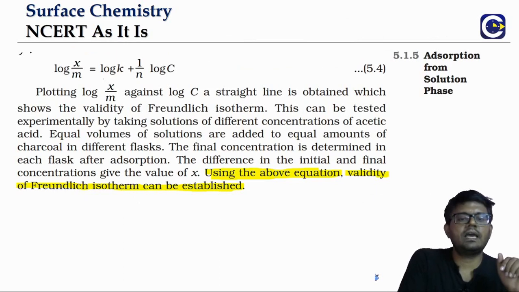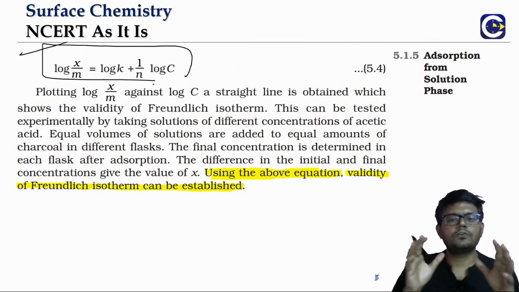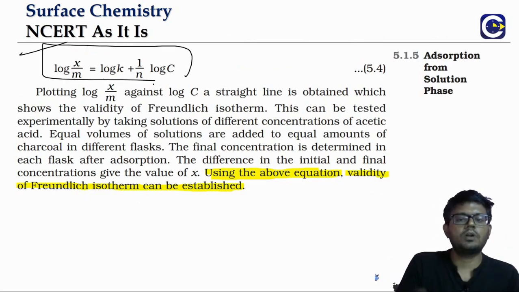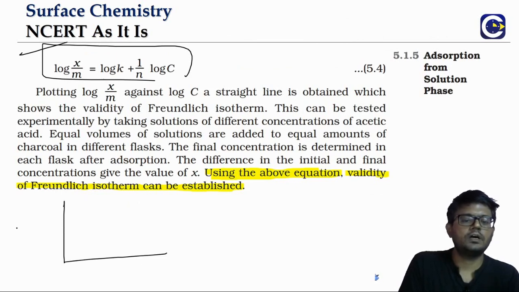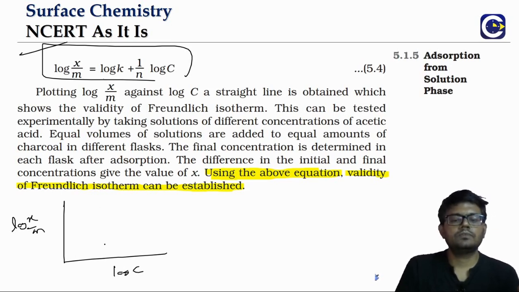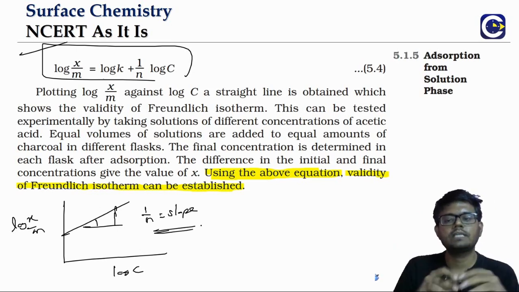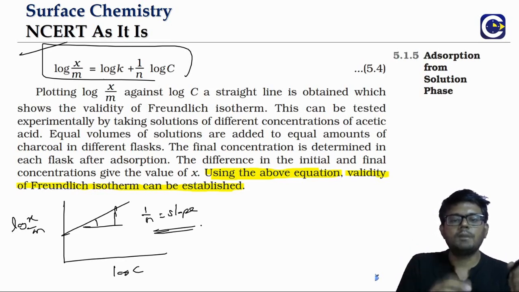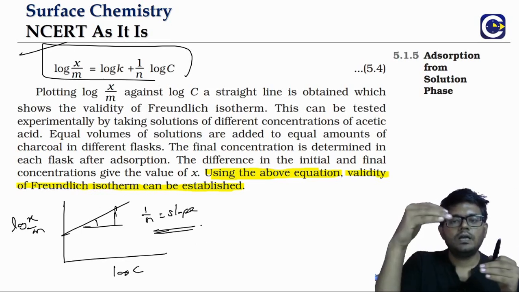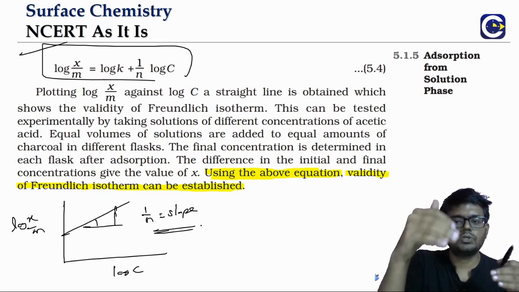And if we want to check the validity of the Freundlich adsorption isotherm, we will have to plot a graph. We will have to plot a graph of log X by M as the Y coordinate and log C as the X coordinate. When you plot it, the slope of the line will be 1 by N. So we will be able to check the slope and validate whether the Freundlich isotherm is applicable for this adsorption of a solute from a solution onto the surface of the solid.